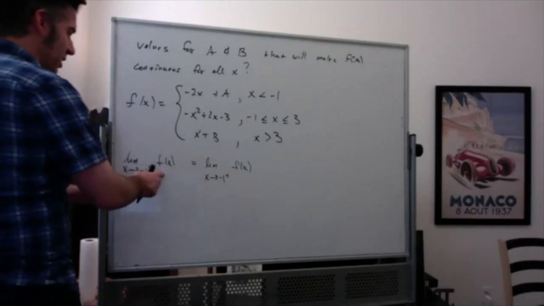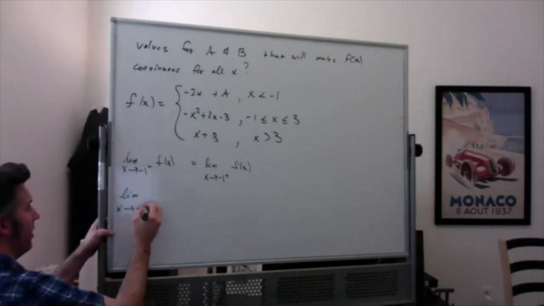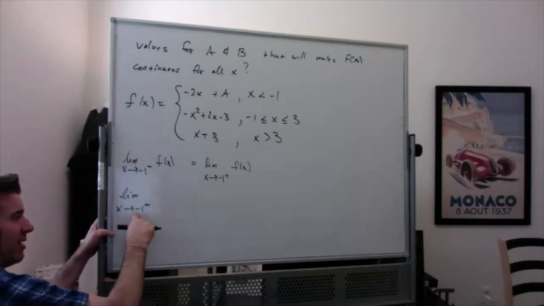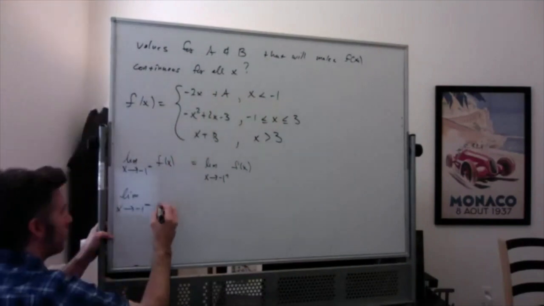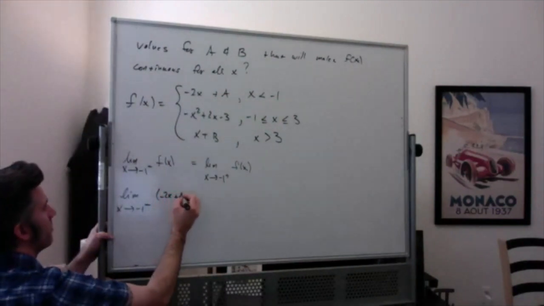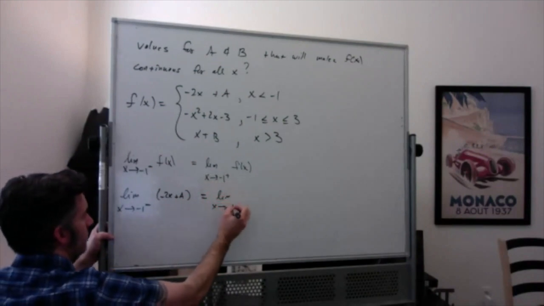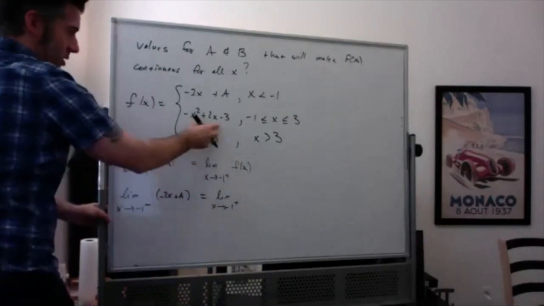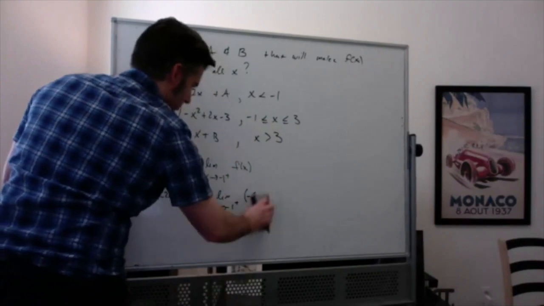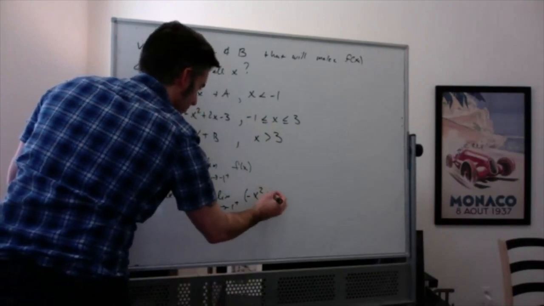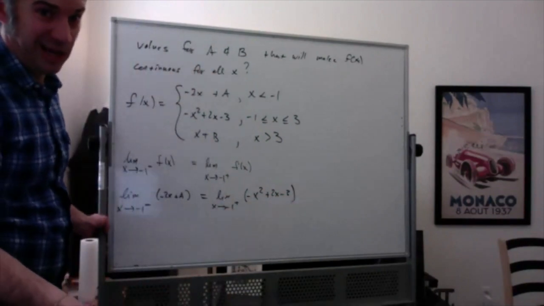So if I take the limit as x goes to negative 1 of f of x, that's going to be the limit as x goes to negative 1 from the left. If I'm approaching negative 1 from the left, that means I'm less than negative 1, which means I have to use this piece of the function. If I'm approaching negative 1 from the right, I have to use this piece of the function because that's where x is bigger than negative 1. And then we evaluate the limits by just plugging in negative 1.